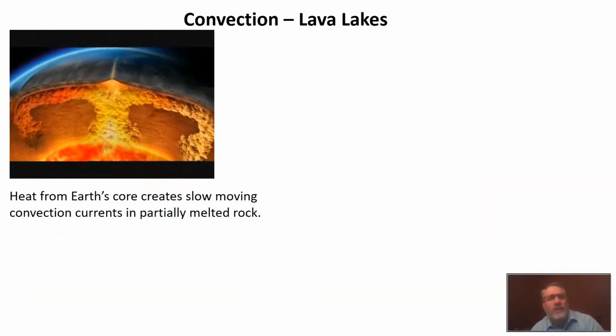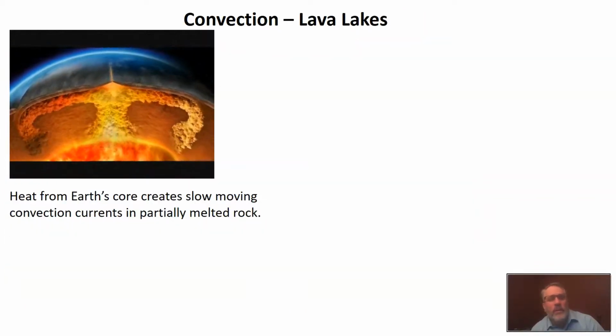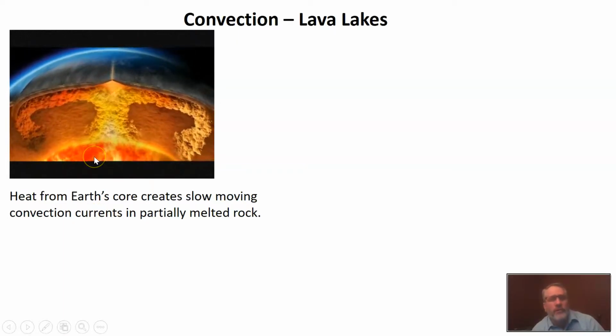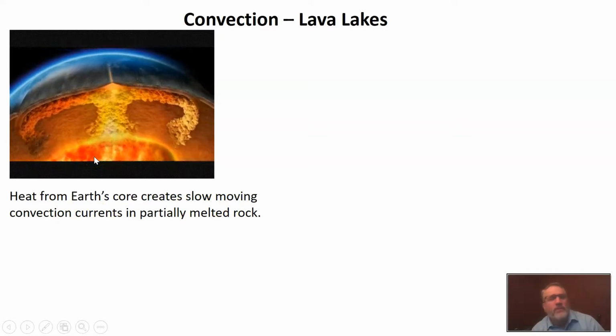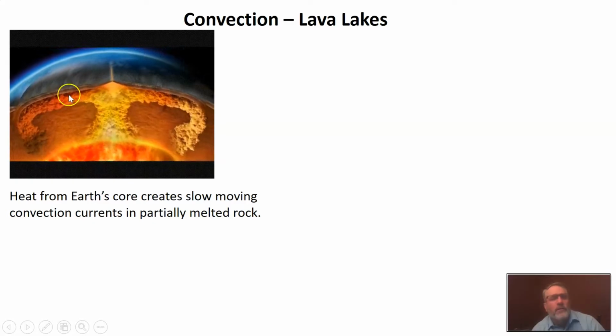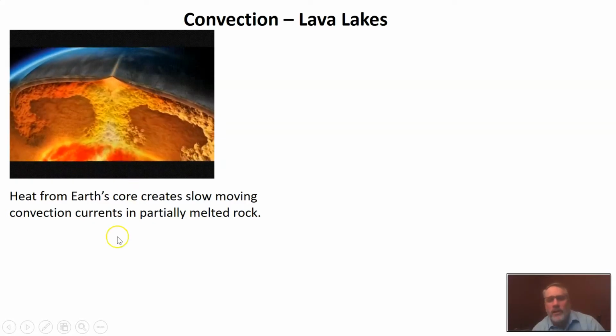Convection also happens deep inside of Earth's core. We're going to talk a little bit more about that later, but some of you know that Earth's core is extremely warm, and as heat flows out of it, you're going to have that heat flow moving in these large circular currents.